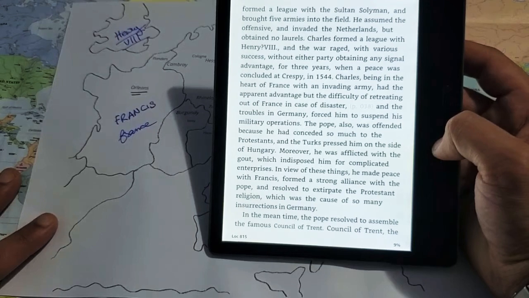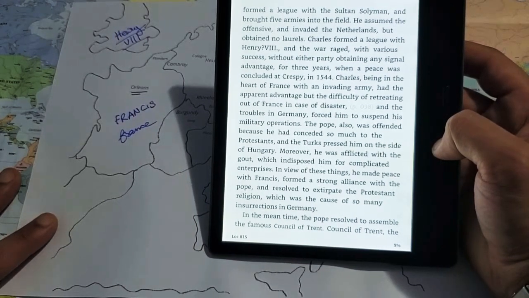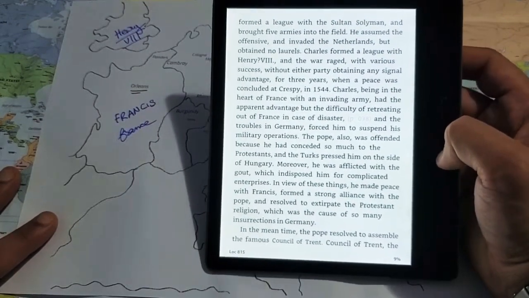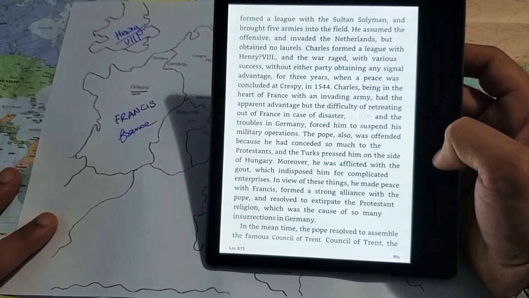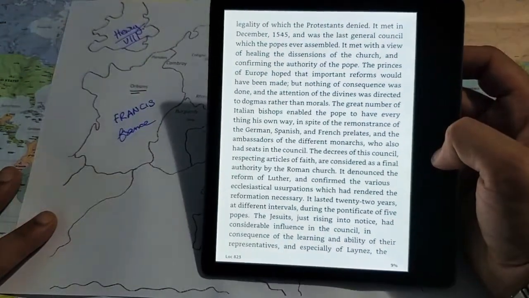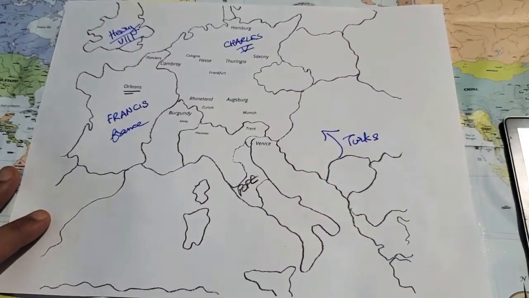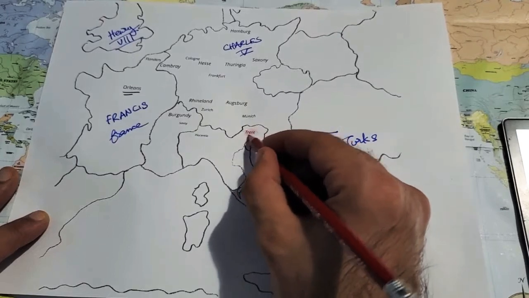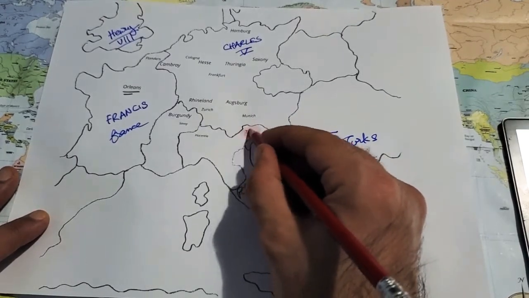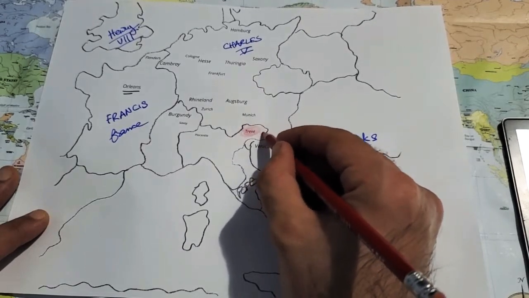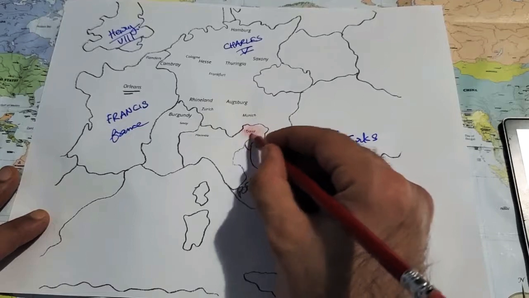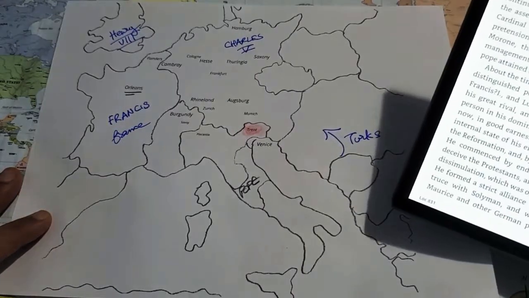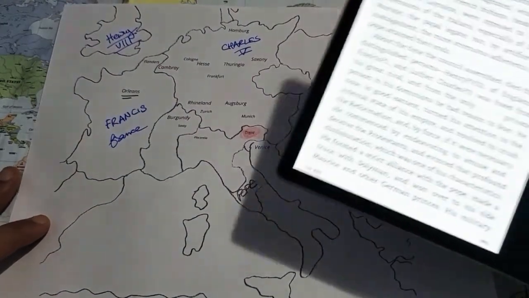In view of these things, he made peace with Francis and formed a strong alliance with the Pope, and resolved to extirpate, to root out the Protestant religion, which was the cause of so many insurrections in Germany. In the meantime, the Pope resolved to assemble the famous Council of Trent, the legality of which the Protestants denied. So I found Trent because it's in northern Italy, and it looks like it's called Tridentium back in those days. But this council was probably the most important council of the Middle Ages, and there wasn't another council until Vatican I, excuse me, in the 1850s. But it was designed to combat Luther's heresy.